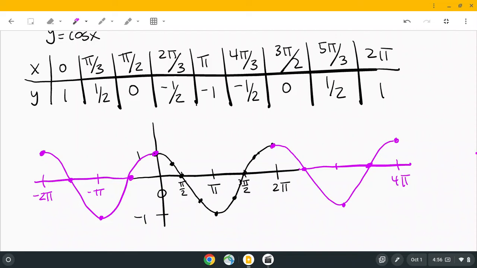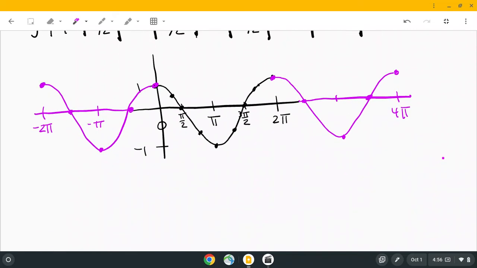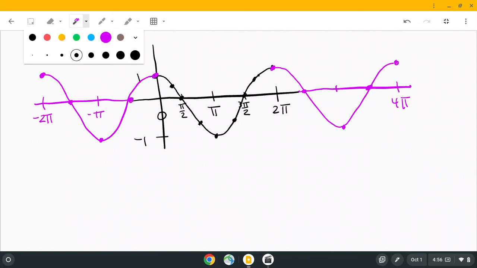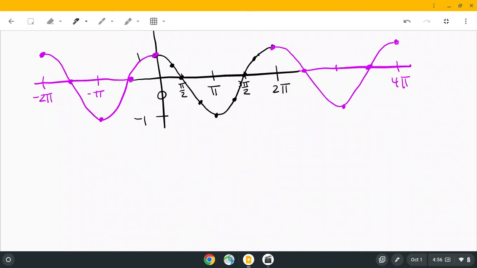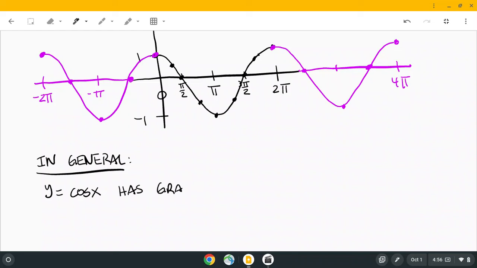All right. Okay. So let's talk about some highlights of the graph. So in general, y equals cosine x, the very basic graph of cosine. It has this graph where you have these 3 points.